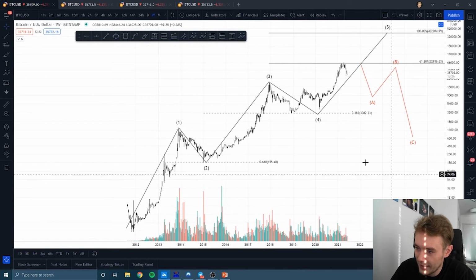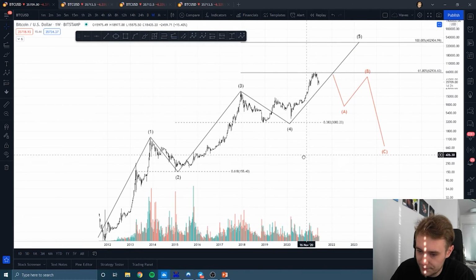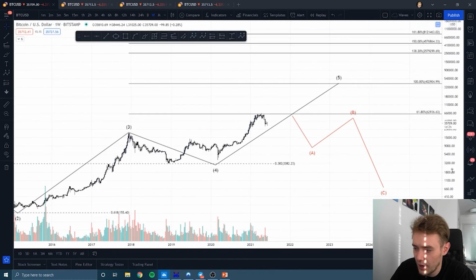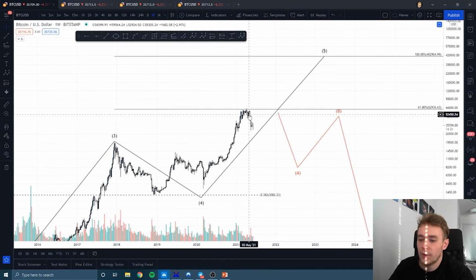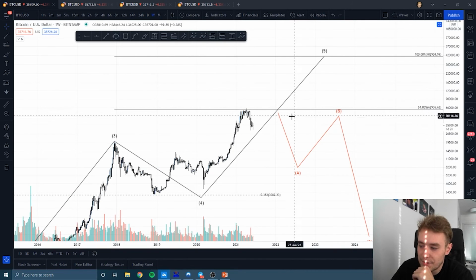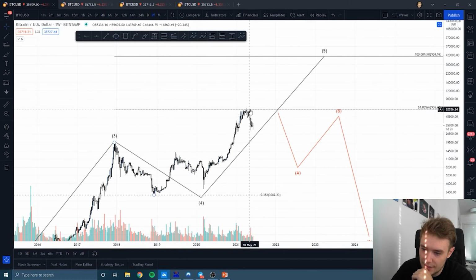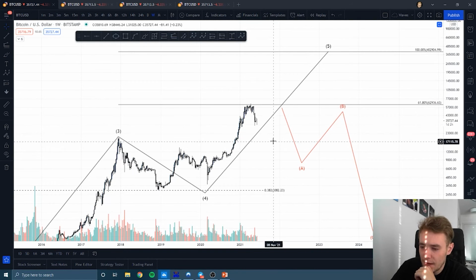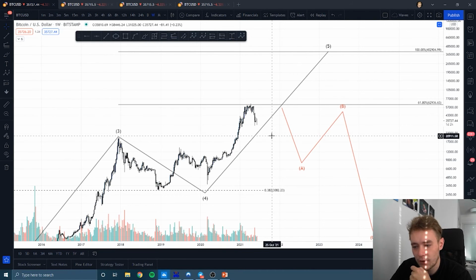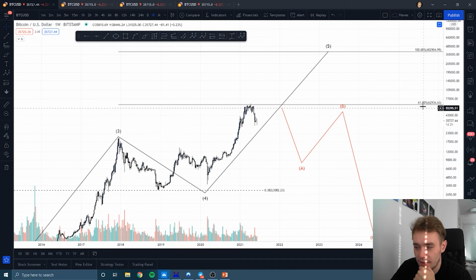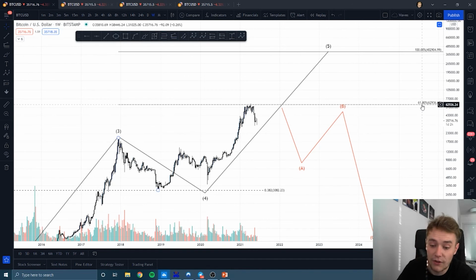And before we get into the more, actually no, we should do that first. So what do we notice? We noticed that we tested the 61.8% target perfectly, and now we're getting a little bit of a bearish rejection off of that. What does that tell me? Well, the 61.8% is still a very strong level. It is still a golden ratio value.